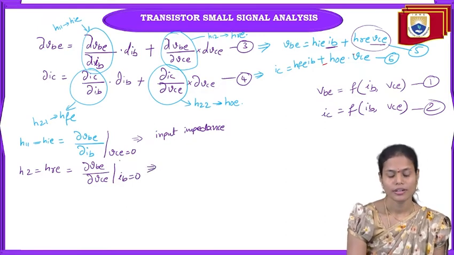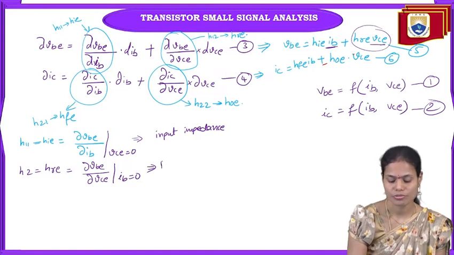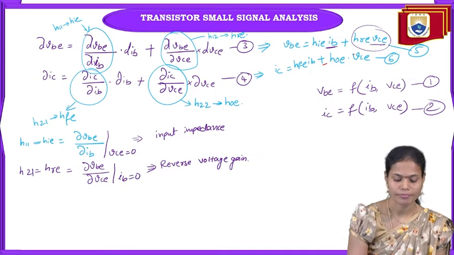Here, generally the output voltage by input voltage indicates the voltage gain, but here we are getting the input voltage divided by output voltage. It is in reverse form. So that's why we are calling it the reverse voltage gain.